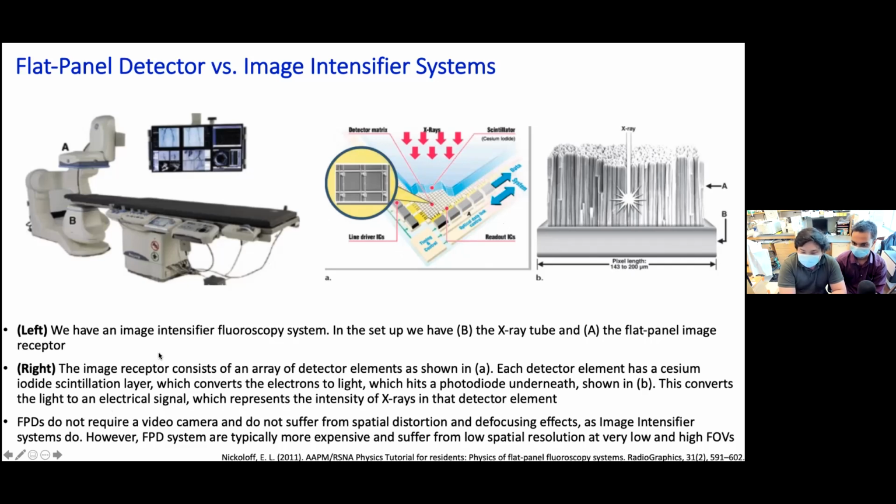Because flat panel detectors don't require a video camera, they can convert the electrical signals through a photodiode. Because of this mechanism, they also do not suffer from spatial distortions or defocusing effects caused by the focusing mechanism of the image intensifier system. However, they are typically more expensive, and they do suffer from low spatial resolution at very high and very low FOVs.